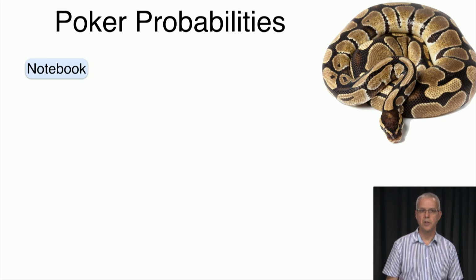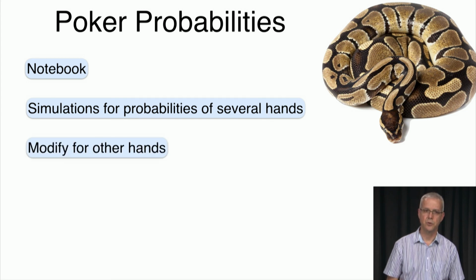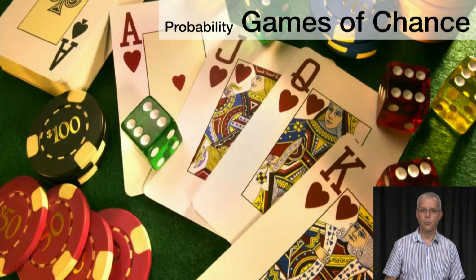in the notebook, we have simulations for probabilities of several poker hands. So you can run those simulations and see that for the hands that we had evaluated now, we get the same probability by simulation. And you can also modify the program and find the probabilities by simulation for other hands. Okay. So with that, we're done talking about games of chance.